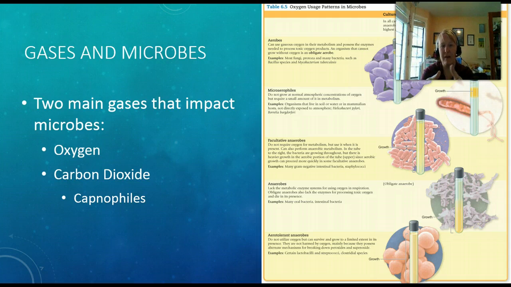But here's our next 5 terms. So we're up to 10 already for different classifications. Some organisms have to have higher concentrations than normal of carbon dioxide, and these are called capnophiles. So these guys need to have special carbon dioxide pumped into the environment where we're trying to grow them.